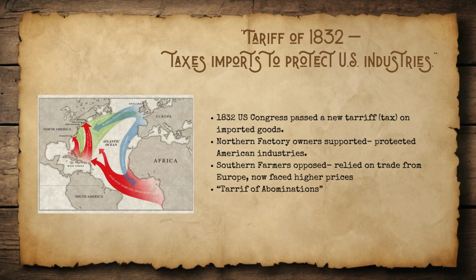It's 1832. Congress has passed a new tariff, a tax on imported goods. Northern factory owners supported it because it protected American industry, but Southern farmers were outraged. South Carolina, in particular, called it the Tariff of Abominations. This moment sets the stage for a showdown between state and federal power. As you explore, consider our essential question: who truly holds the power in our government, the states or the nation as a whole?